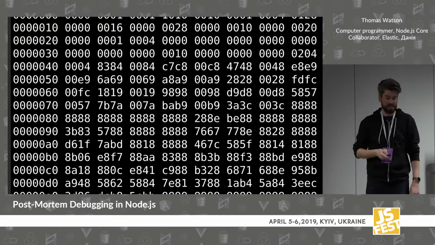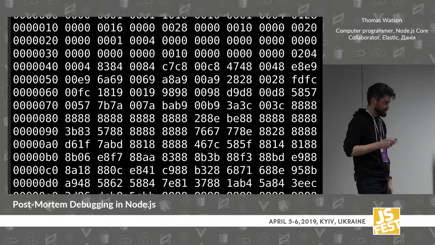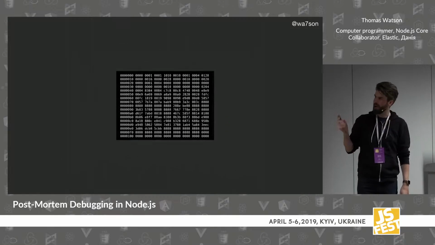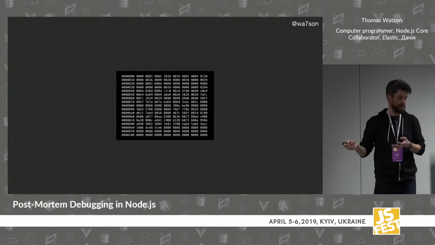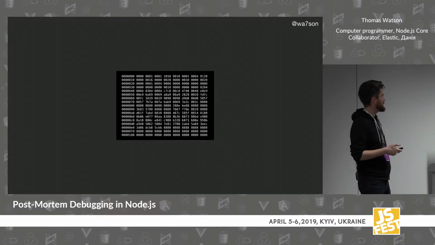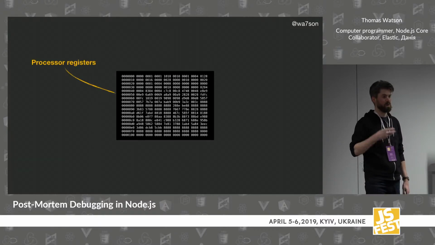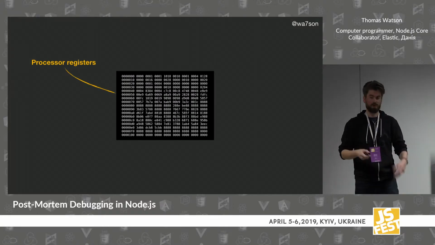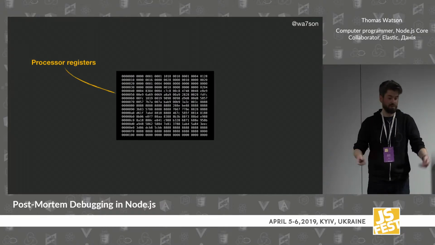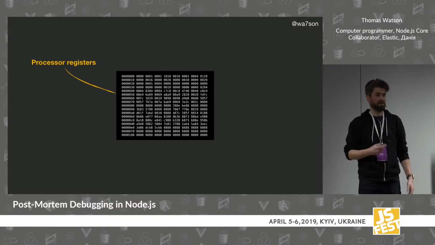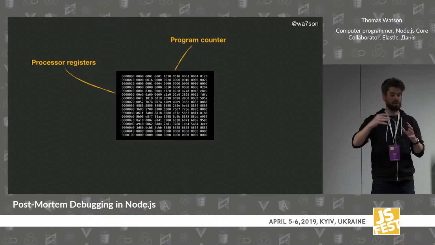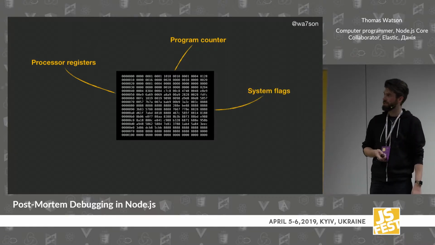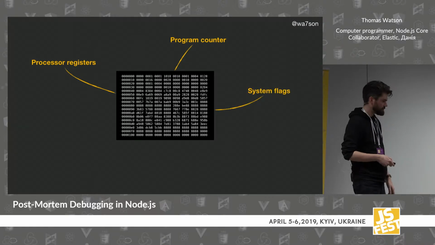Luckily, we've come a long way since then. Today, we also have this data, but we store it in a file. Obviously, we don't print it out on disk, but we add some extra information. So we add information about what the processor registers were at the time we took the core dump, for example, when the program crashed. We also have the program counter, so we know exactly how far the program was. We store some system flags and a lot of other things.